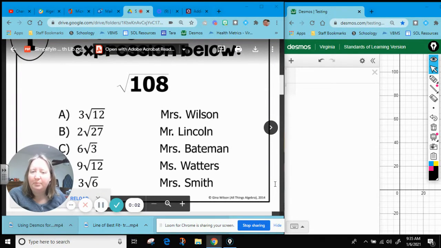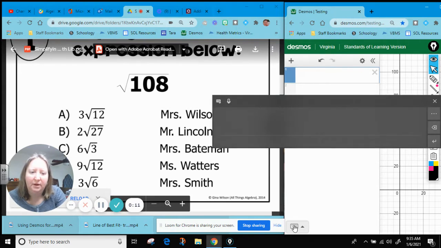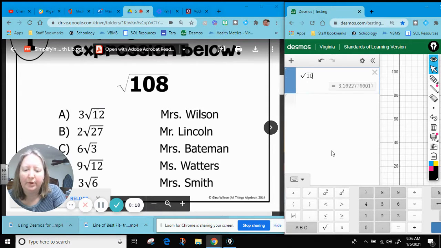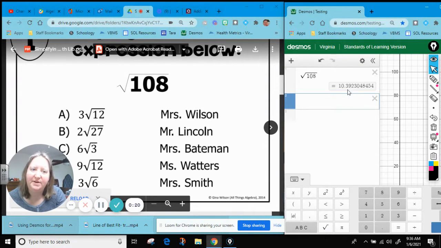Okay, this is about simplifying radicals. First, you identify, is this a perfect square? And it is not a perfect square. You could figure that out by coming over here, and in the keypad, you use the radical symbol and you type in 108. And oh, it did not come out to an integer, so it's not a perfect square.